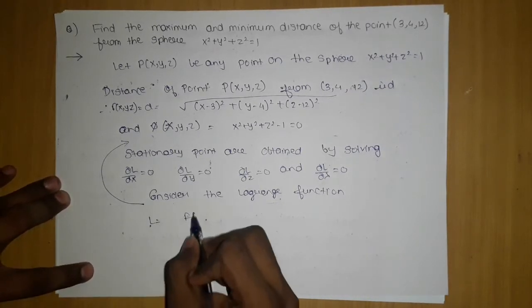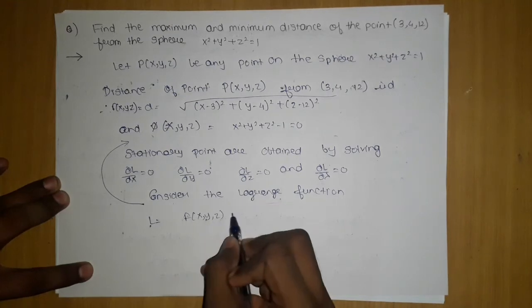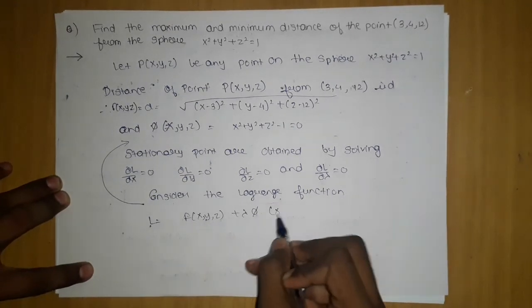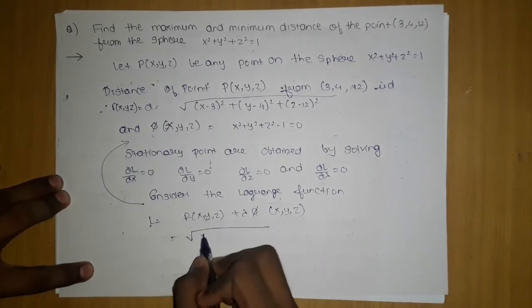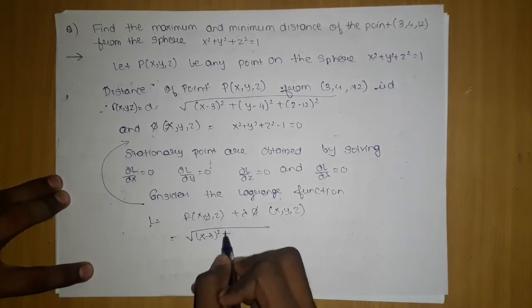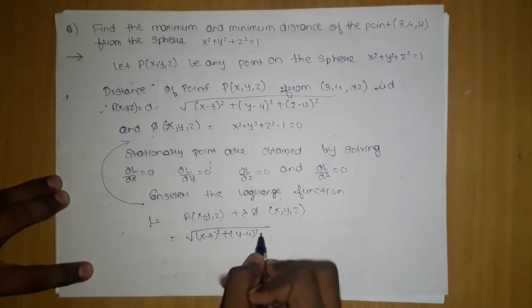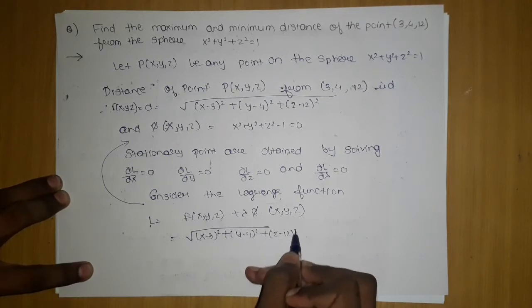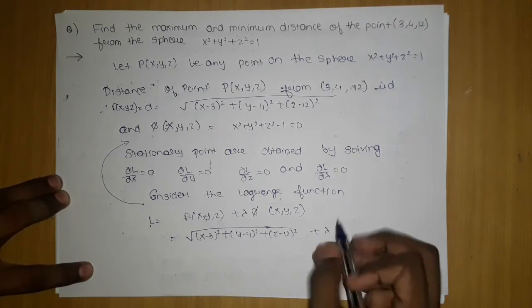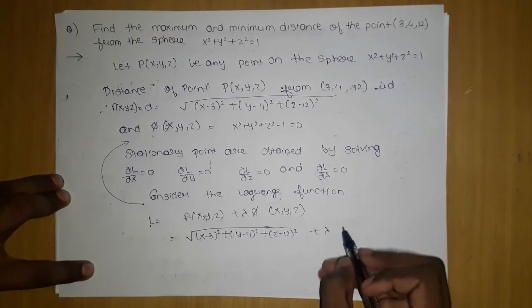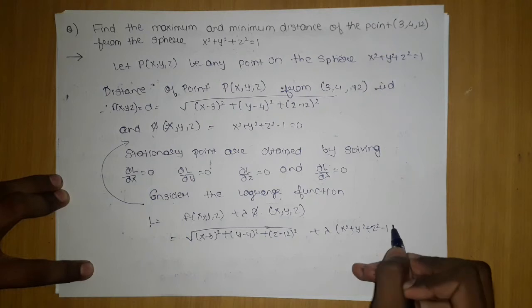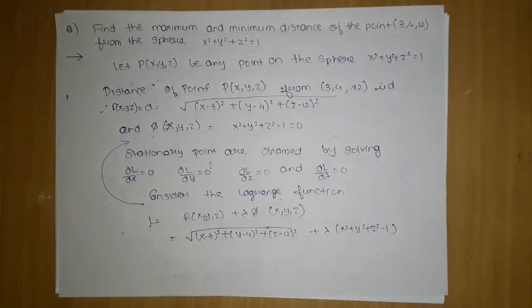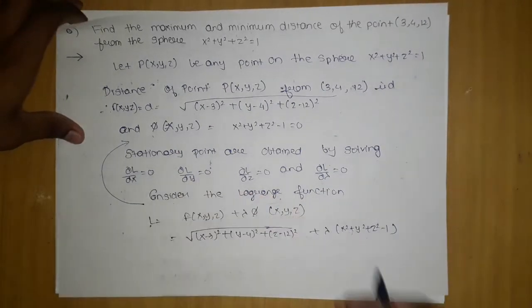So if I do this, L equals f of x comma y comma z plus lambda times phi x comma y comma z, which is under root x minus 3 the whole square, y minus 4 the whole square, z minus 12 the whole square, and here lambda times this is nothing but x square plus y square plus z square minus 1. So we are done with this. Now we are going to get these values and then solve it.